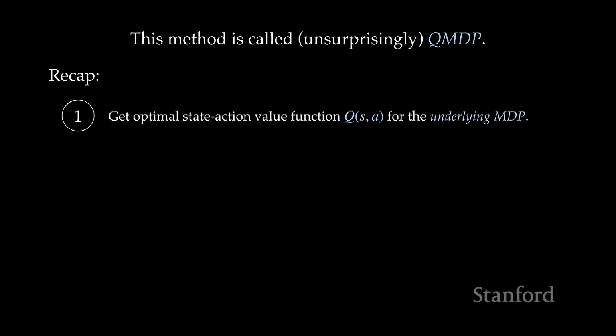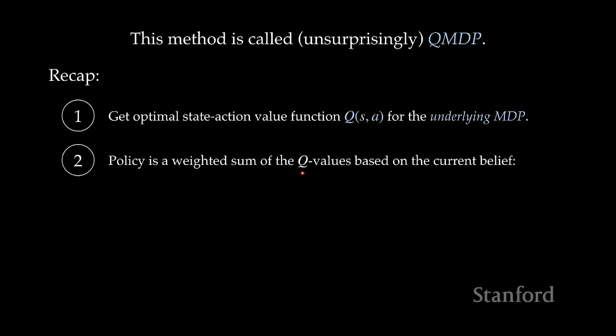To recap how QMDP works, first we pretend it's an MDP, pretend we have full observability, and ignore the observation model, all that kind of stuff. Then we get the optimal state-action value function for that, for example, using value iteration. Then we take the weighted sum of those Q values based on our current belief, and that's how we execute our policy. So again, here's what that looks like. This is the weighted average of our Q values that I showed before, and we look at it for all of our possible actions and pick the action that maximizes that weighted average.